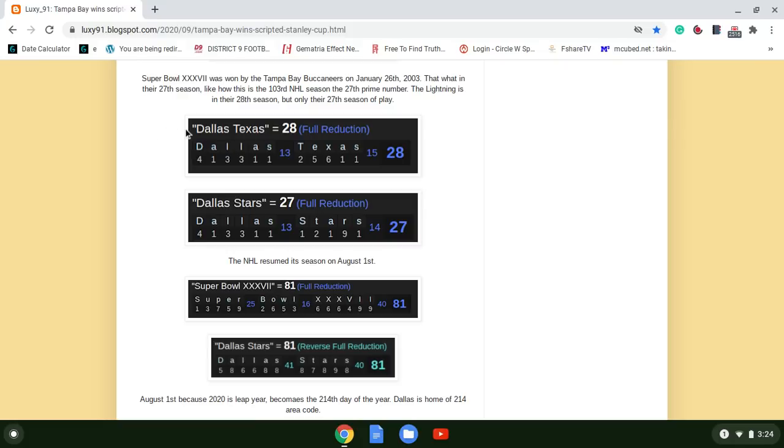We're going to get to that, but remember, it's the 103rd season of the NHL. We talk all about the number 27. Remember, Dallas Stars is 27. The Lightning are in their 27th season of play, but their 28th overall season. Like how when the Buccaneers won this game, it was their 27th season. Notice Dallas Stars is 27, Dallas, Texas 28.